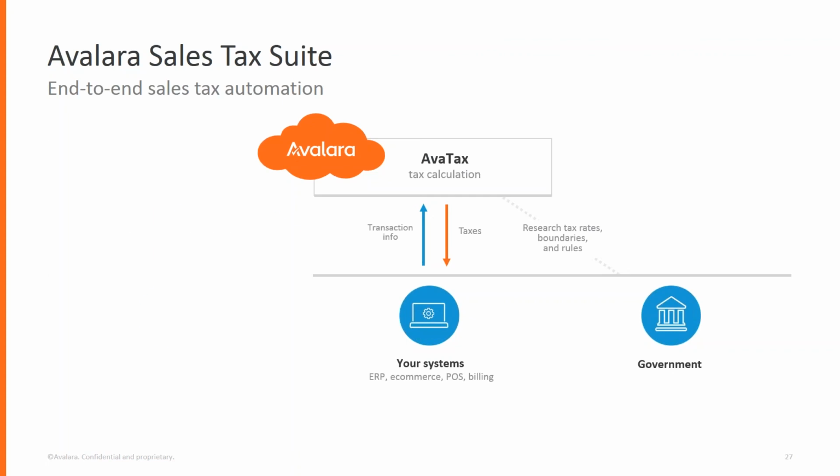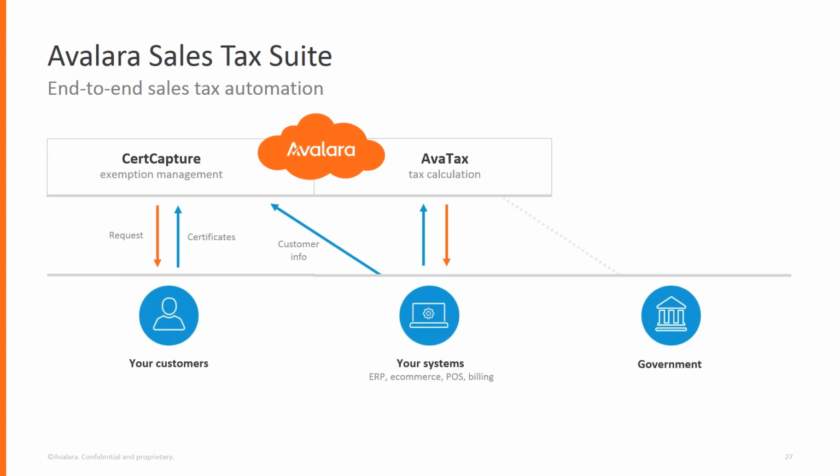In conjunction with that, we can add our cert capture product. That's the exemption certificate management. So during a transaction, if an exemption certificate is required, we can send an email to a customer asking them to fill it out. They can submit it back into our system, where it will be electronically stored and easily retrievable. The data will be validated, and it will also remind you if there are any exemption certificates that may be expiring in the near term.